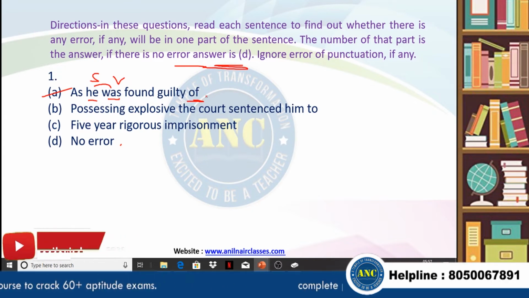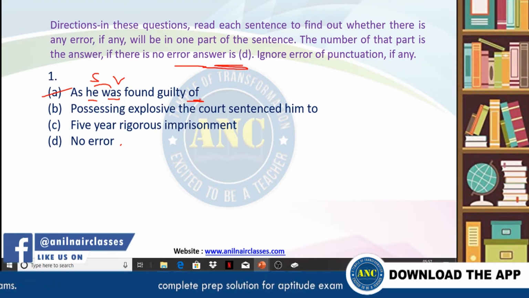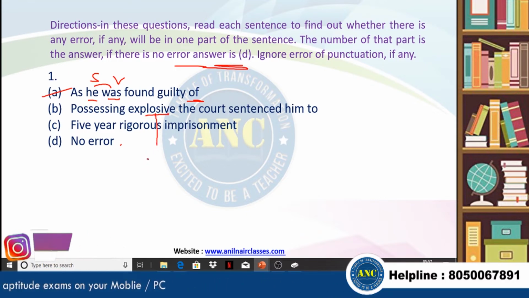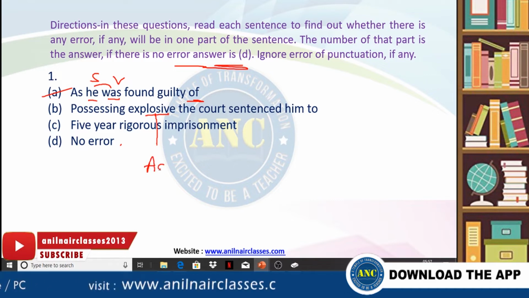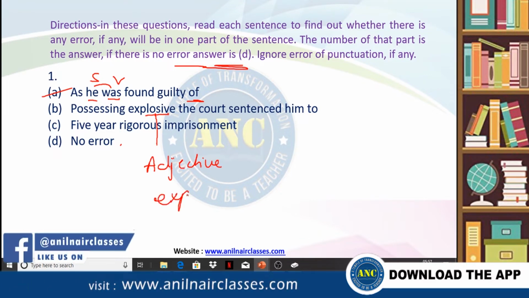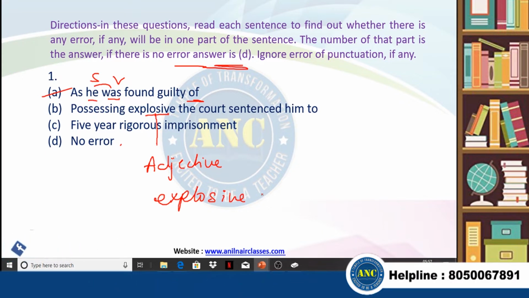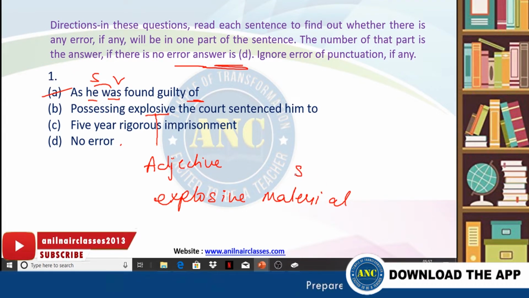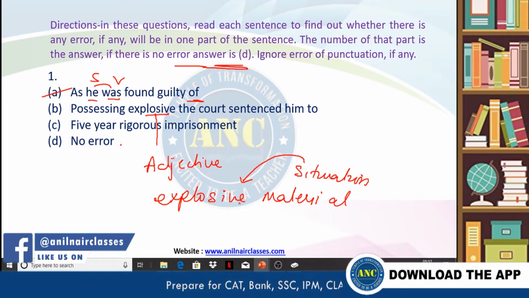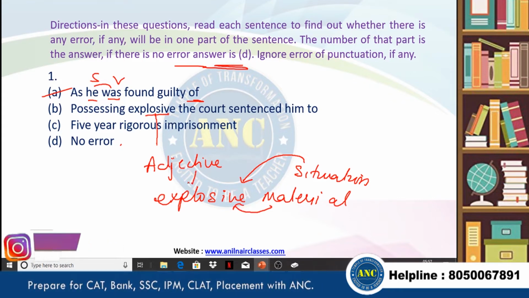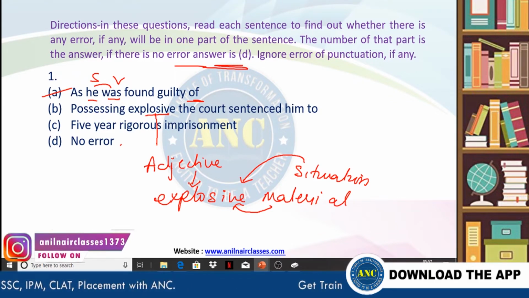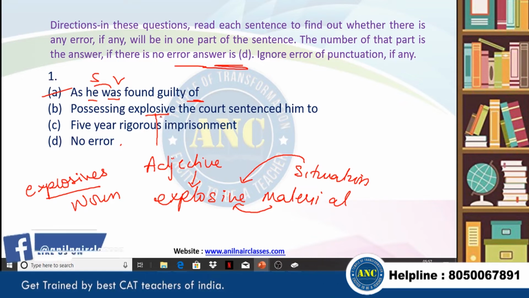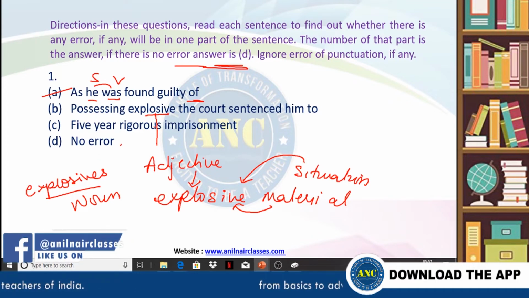Of is a preposition. I told you after of also, if you ask the question who or what, you should get a noun. So he was found guilty of what? Of possessing explosive. This is an error over here. Now why? Because I very well know explosive is the adjective. I can say this is an explosive material, or an explosive situation. What kind of a situation? Explosive. What kind of a material? Explosive material. So here this word explosive is an adjective, whereas when we say explosives, explosives is a noun. So we don't need an adjective form over here. We need a noun form over here. That is why there is an error.